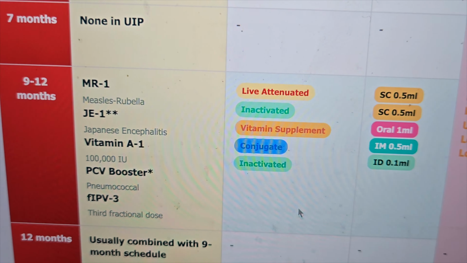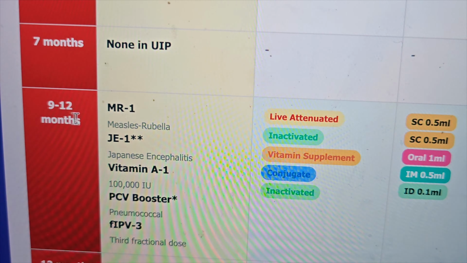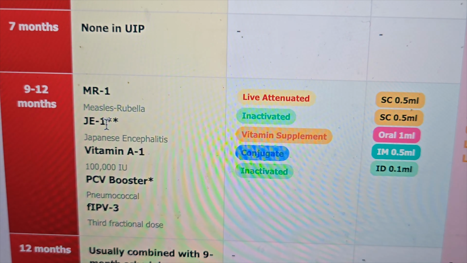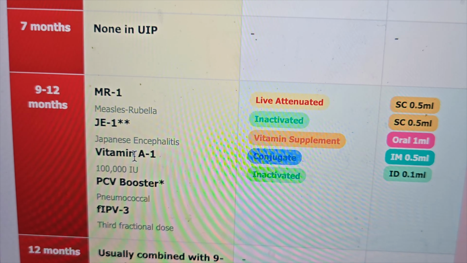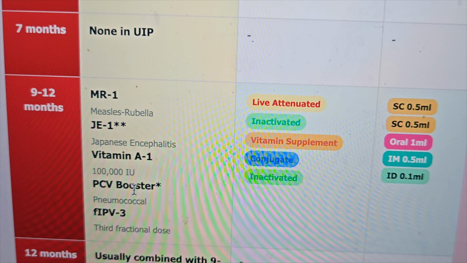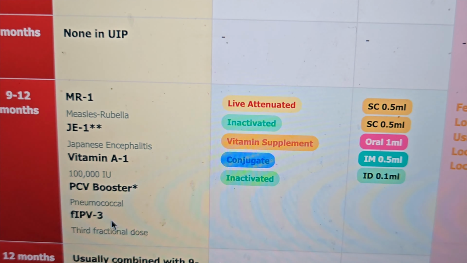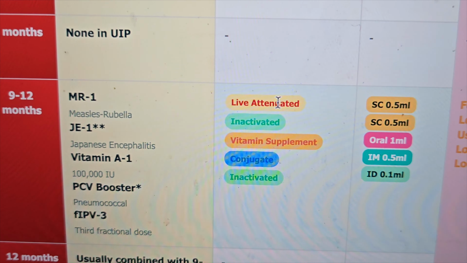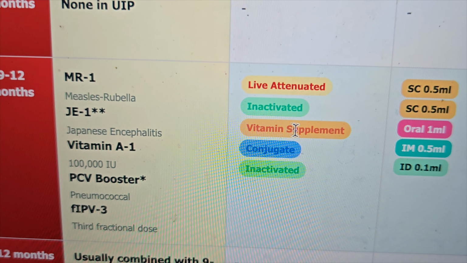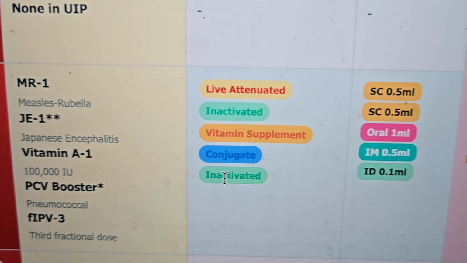Now, coming to 9 to 12 months, we have come to the national immunization, universal immunization schedule. Here we have measles rubella 1 vaccine, Japanese encephalitis 1 vaccine, vitamin A 1 lakh international units, and the PCV pneumococcal vaccine booster dose is given during 9 to 12 months, and the fractional IPV third dose is given. Measles rubella vaccine is live attenuated, Japanese encephalitis is an inactivated vaccine, vitamin A is a vitamin supplement, pneumococcal vaccine is a conjugate vaccine, fractional IPV is an inactivated vaccine.